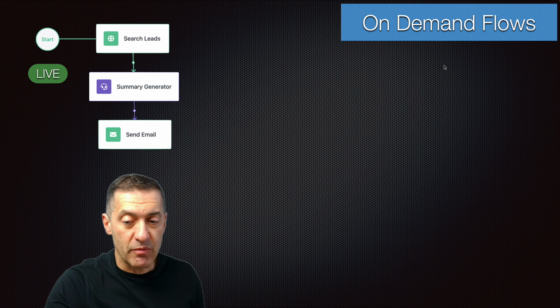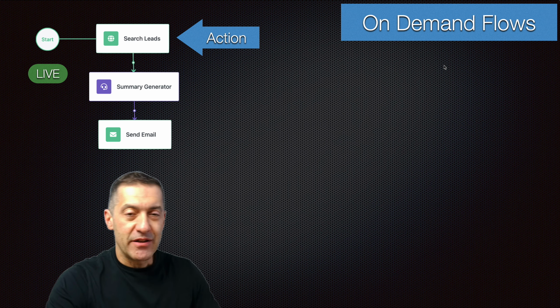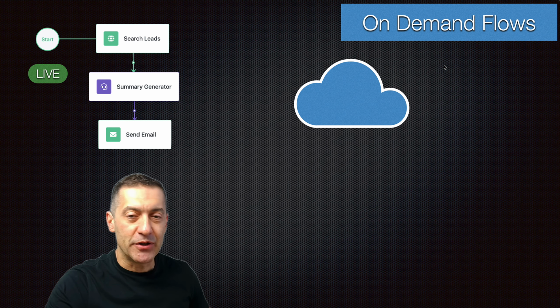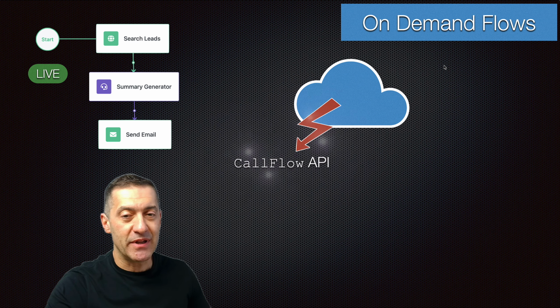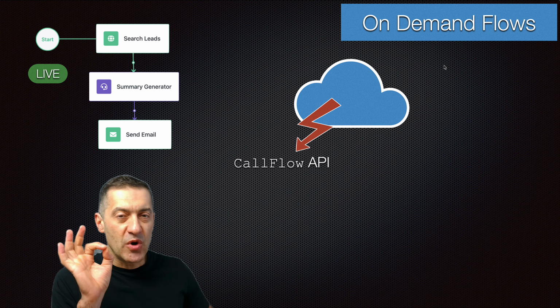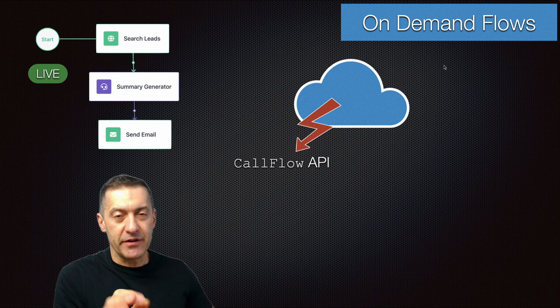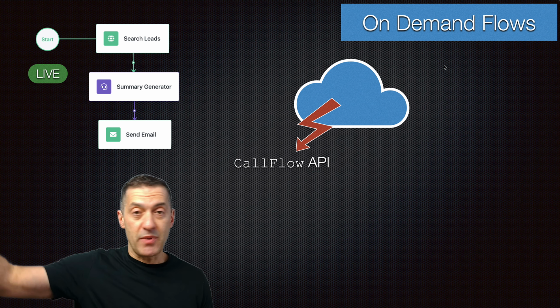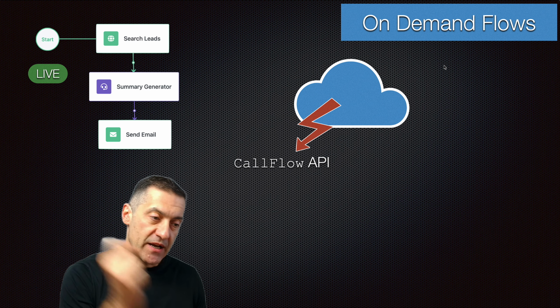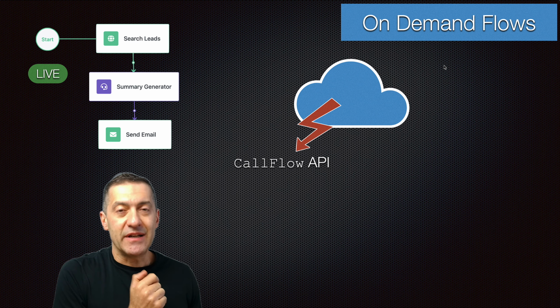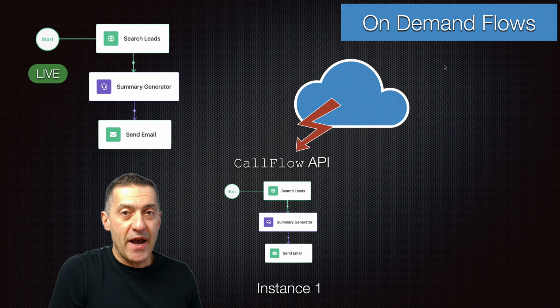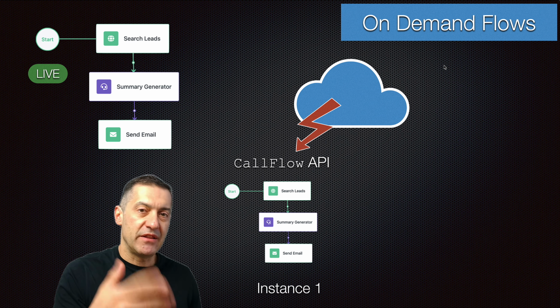So how does it work? Well, again, this is an action. So let's say that we have this API cloud, and in there there's going to be a so-called call flow API. Literally, it's going to be called call flow. And call flow is an API that can be used by some external system to say, now run and create an instance of that flow and run. So in this case, the call flow API happens, instance one is created and it's running.